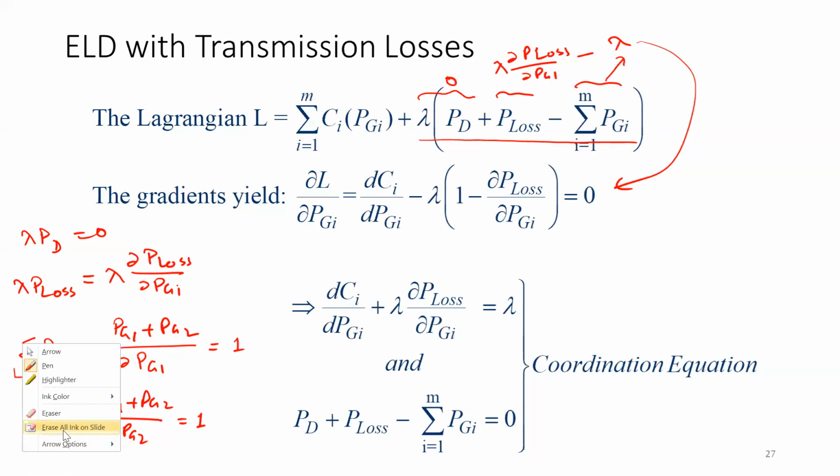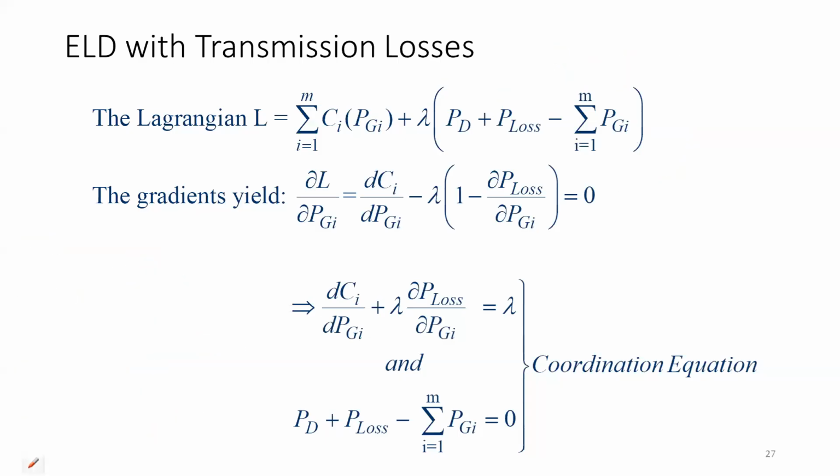Okay, so I can erase all the slides over here. All right. So I get my gradient. If you just change the side, you can write that ∂Ci by ∂PGi plus lambda ∂P loss by ∂PGi is equal to lambda, right? You can just take this lambda to this side after multiplying with 1 and you end up getting this expression.